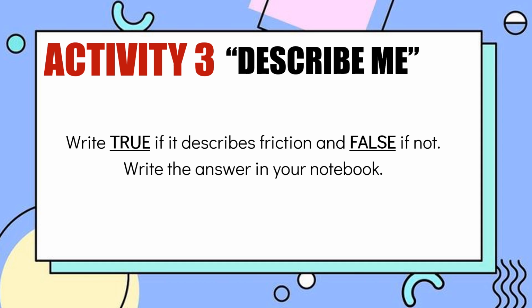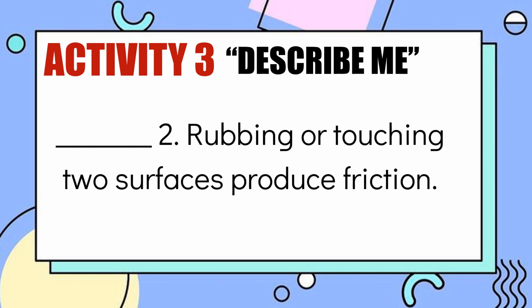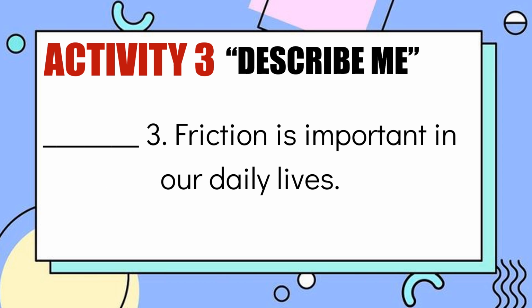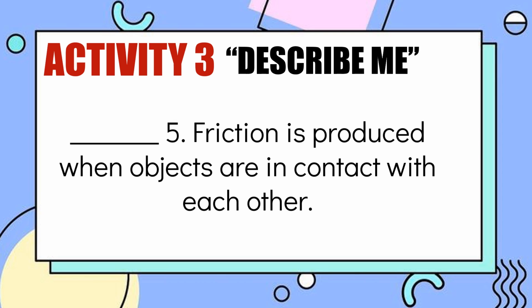Activity 3. Describe me. Write true if it describes friction and false if not. Write the answer in your notebook. Number 1. Friction is a force. Number 2. Rubbing or touching two surfaces produce friction. Number 3. Friction is important in our daily lives. Number 4. Rough surfaces have less friction. Number 5. Friction is produced when objects are in contact with each other.